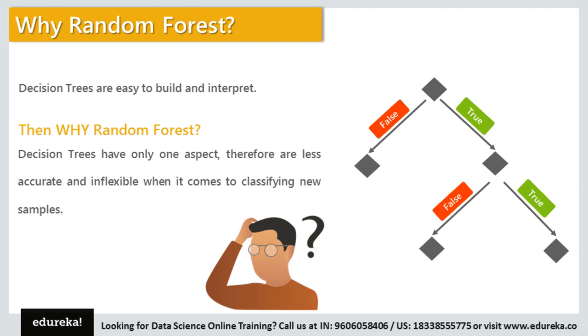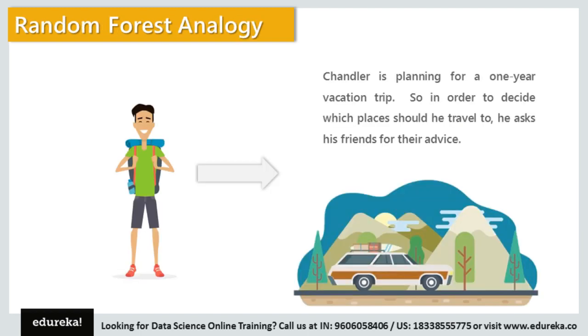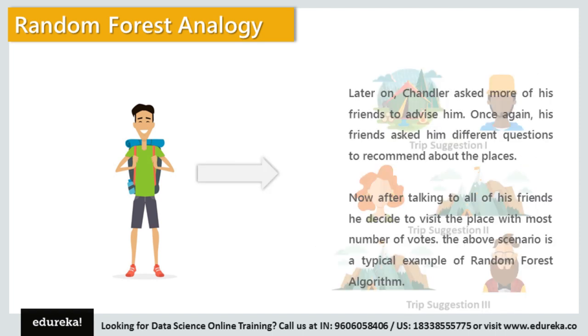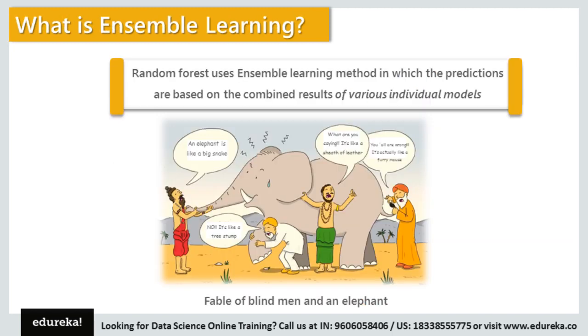To explain a random forest in very simple terms, imagine a person that you know, Chandler, or maybe you are planning to go on a vacation. It's a 1 year long vacation, so you decide what places you want to travel to and you take suggestions from a bunch of your friends. Now, obviously, your friends want to know your preference and ask you different questions before they recommend you places. Now, after talking to all of them, you decide to get a vote and hence go to the place which has most votes. Now, this is a typical example of a random forest algorithm.